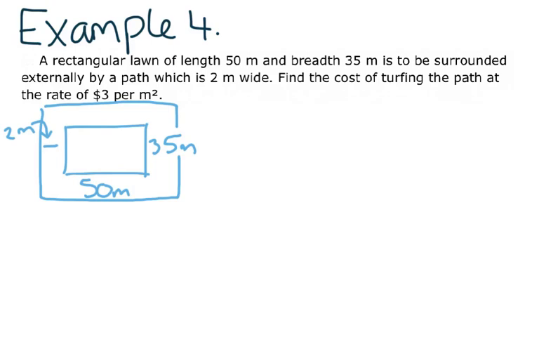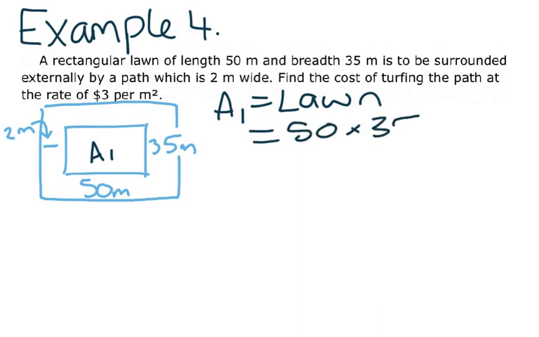So the first step, you've got to think, we're trying to actually find the area of just the path. So we need to work out the area of the entire shape plus the area of the lawn before we can even do anything. So we'll start by doing the area of the lawn. The area of the lawn is A1. Okay, and I'm just going to write there that it's the lawn. So that would be 50 times 35, which is 1,750 metres squared. What we're going to do now is area 2 is the whole thing.